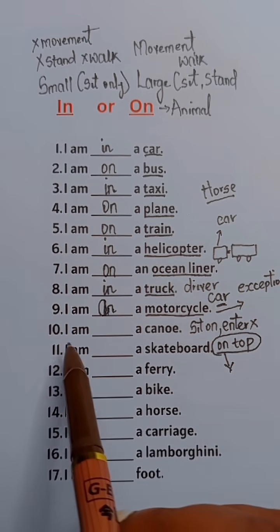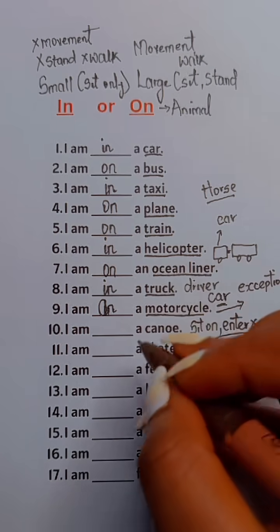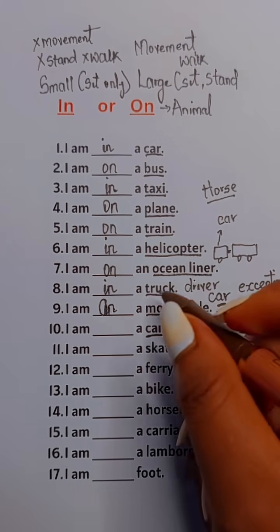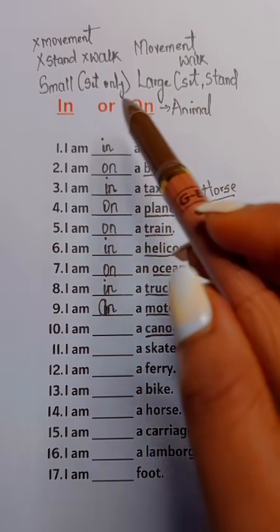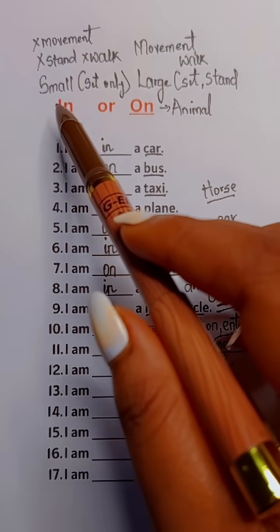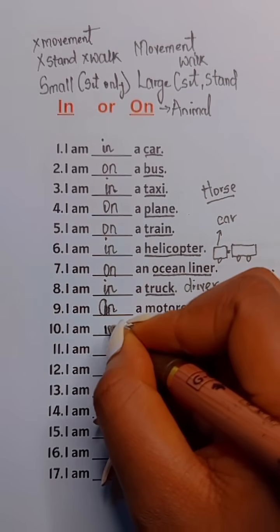Number 10, I am blank a canoe. A canoe is a small vehicle. You can only sit in a canoe. You cannot walk around in a canoe. A canoe is small. Okay, so you say, I am in a canoe.